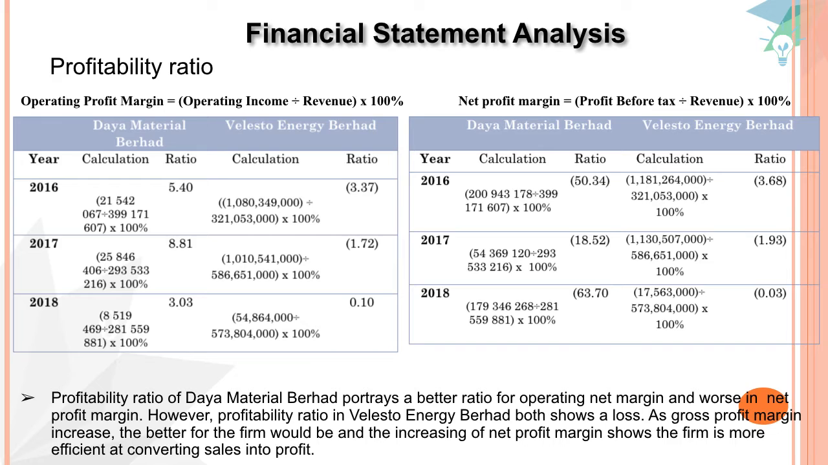For profitability ratio, we can compare between Daya Material Berhad and Velesto Energy Berhad. We can see that the profitability ratio of Daya Material Berhad portrays a better ratio for operating margin and worse in net profit margin. However, for Velesto Energy Berhad, both show a loss. As gross profit margin increases, the better it is for the firm, and an increasing net profit margin shows the firm is more efficient at converting sales into profit.